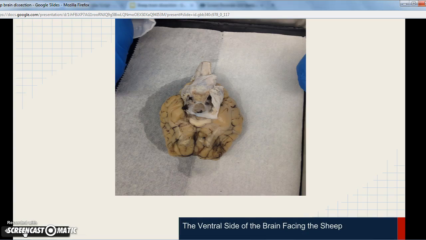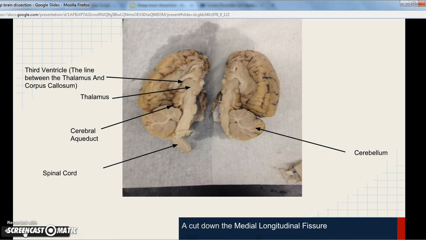The thalamus is responsible for the senses of the sheep. It lets the sheep smell, hear, see, taste, and feel things. The cerebral aqueduct contains the cerebrospinal fluid, hence the name aqueduct.